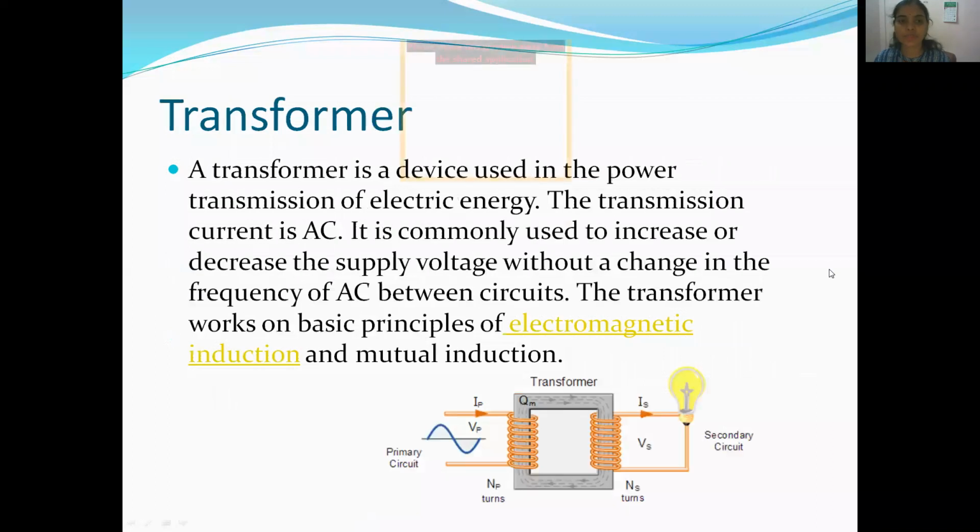Next is a transformer. A transformer is a device used in the power transmission of electric energy. The transmission current is AC. This AC means alternating current. It is commonly used to increase or decrease the supply voltage without a change in the frequency of AC between circuits. The transformer works on the basic principle of electromagnetic induction and mutual induction.